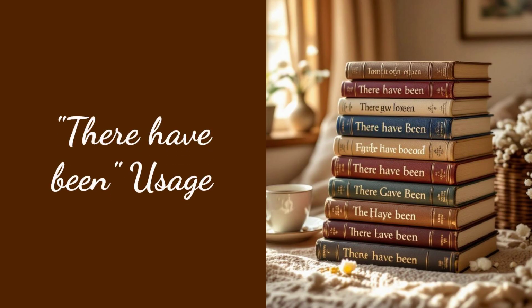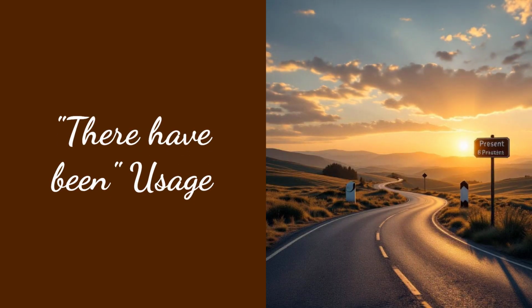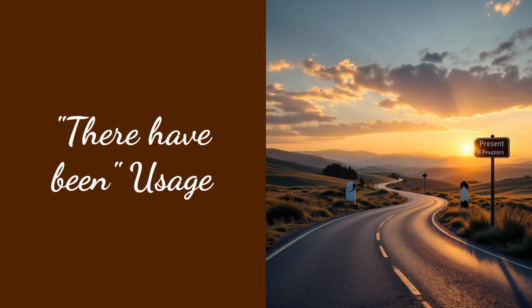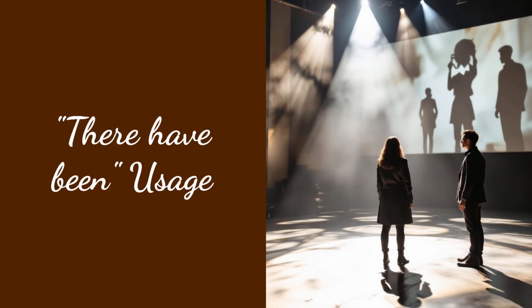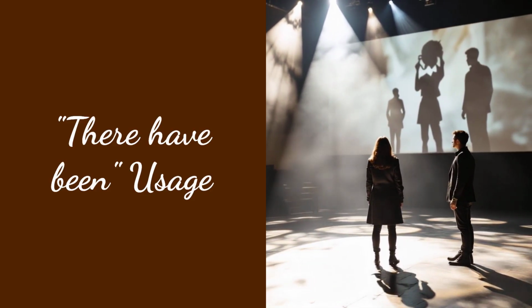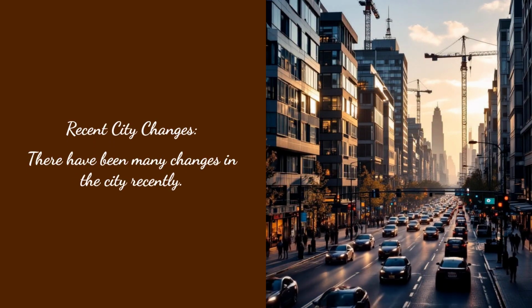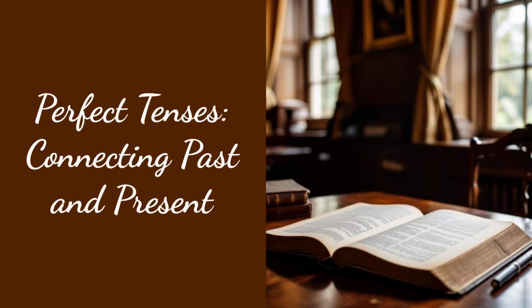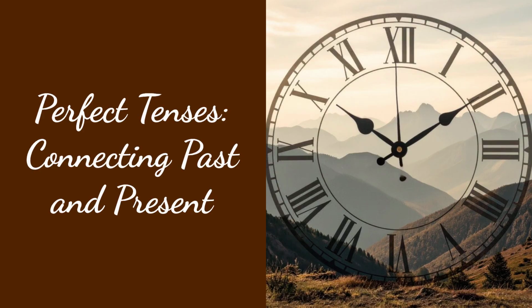There have been is used for plural nouns. It describes multiple events or situations that started in the past and are still relevant or ongoing in the present. This form highlights a series of past events with current implications. Consider this sentence. There have been many changes in the city recently. The changes started in the past and are still noticeable now. These perfect tenses are excellent for showing a connection between past actions and current situations. They add depth to your descriptions of time.